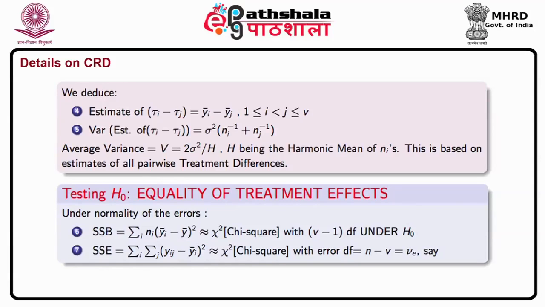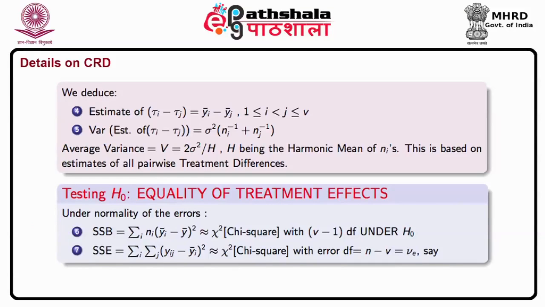Okay, sir. So we are going for testing H naught, which is equality of treatment effects. Now, under normality of the errors, SSB is equal to summation i Ni into yi bar minus y bar whole square, which is approximately chi-square with v minus 1 degrees of freedom under H naught. When it says approximately, that basically means it is distributed as this under normality. Yeah, if the errors are normal, then this is exact.